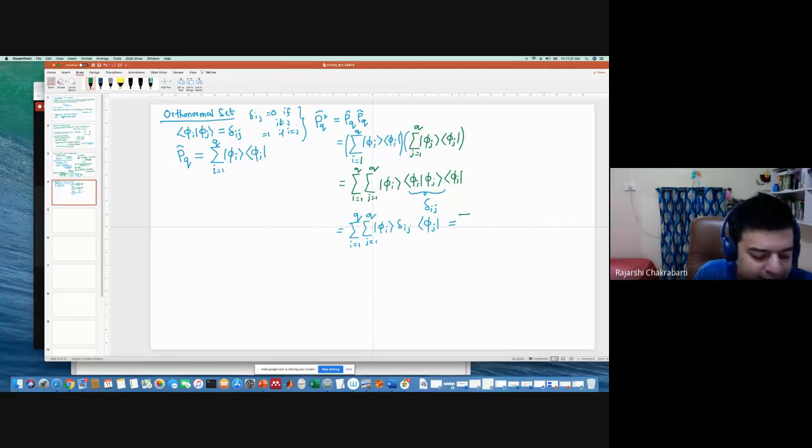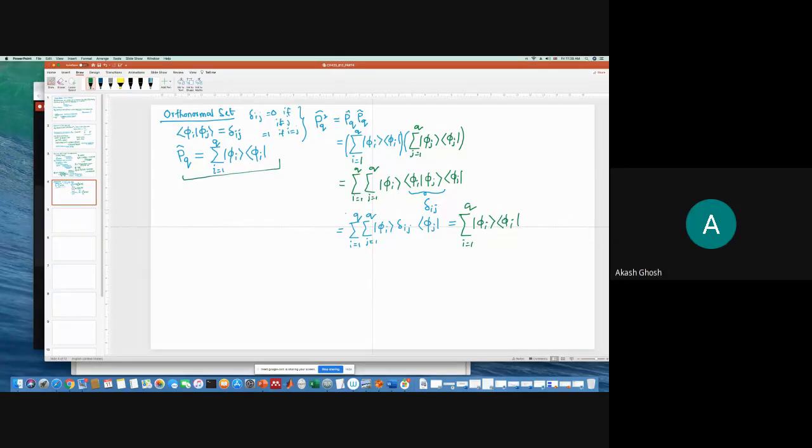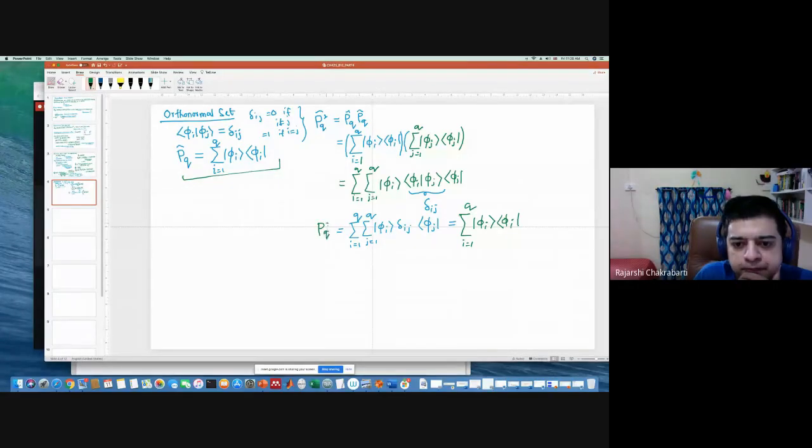Actually, I can get away with one of the sums. I will have this and I will have phi I times. And what is this? This is the one which is defined here, isn't it? So basically, what does it tell you? This is such an operator that the square of the operator is equal to that operator, isn't it? Are you fine with this?